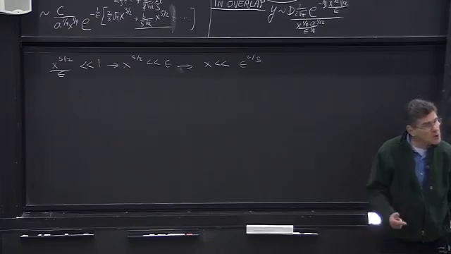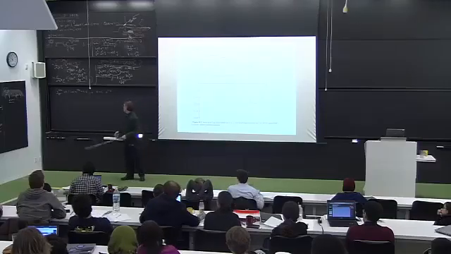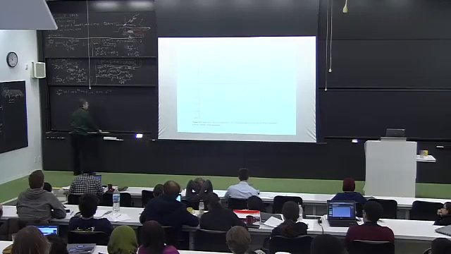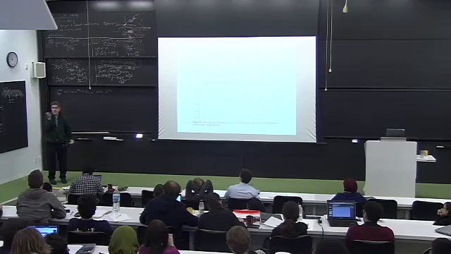Can we be large compared with epsilon to the 2/3, but small compared with epsilon to the 2/5? Is that true? Is that possible? Maybe that's ruled out.